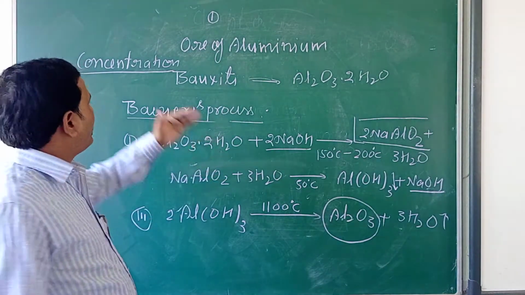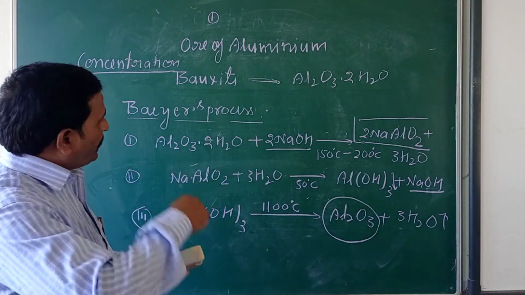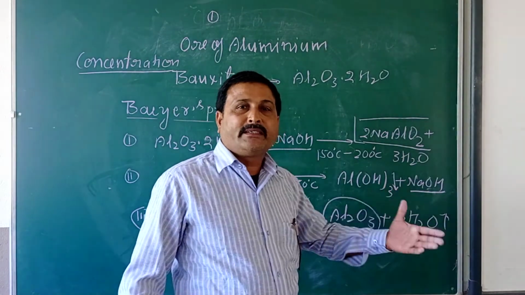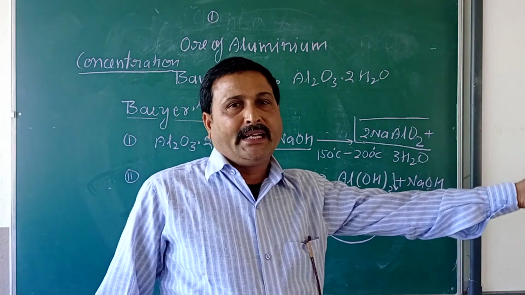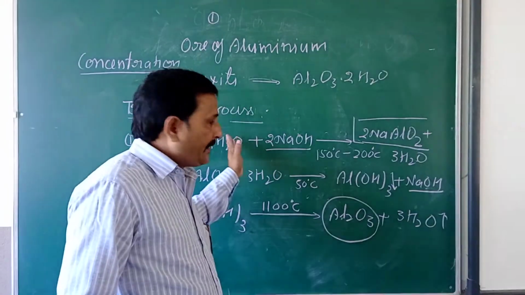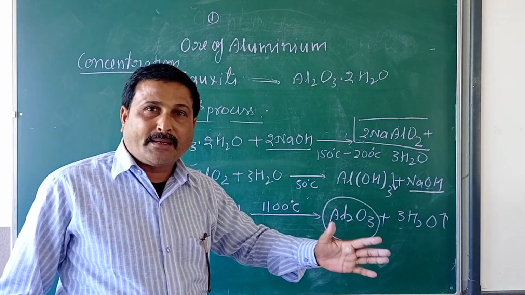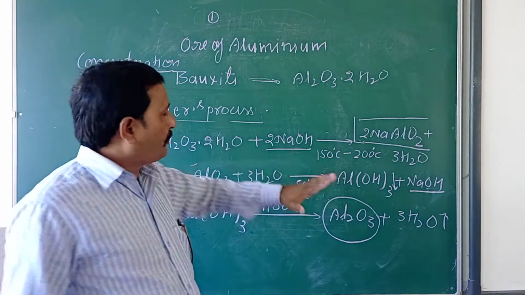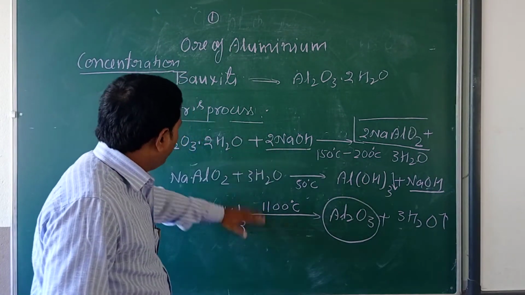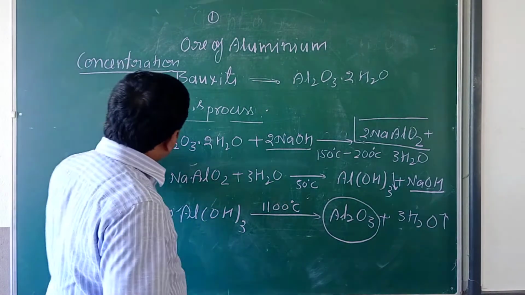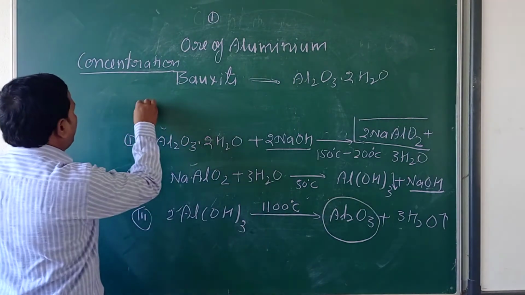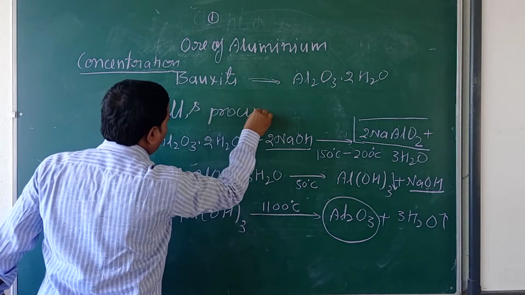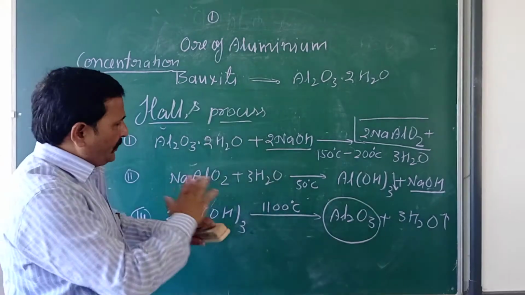Now one more method for the concentration of aluminium ore: conversion of concentrated ore into metallic oxide. Both concentration and conversion of the ore into metallic oxide take place in Bayer's process. The concentration of bauxite ore can also be done by Hall's process. In Hall's process, no change is there.